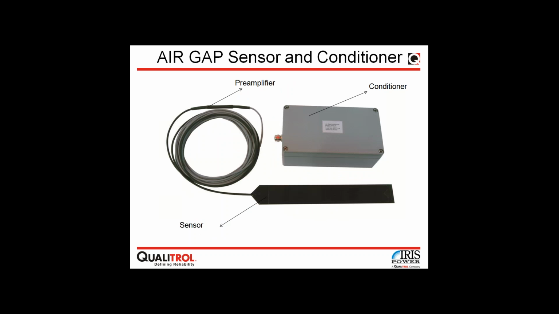Air gap sensors come in different shapes, depending on the size of the air gap, so we can cover different distances, but in any case, there will be a sensor applied on the stator, similar to a flux probe, slightly larger in dimension, and it will be connected to a conditioner, which is relatively close to the sensor, and after that, the signal from the conditioner will be led to a system which will provide the results to the operator.